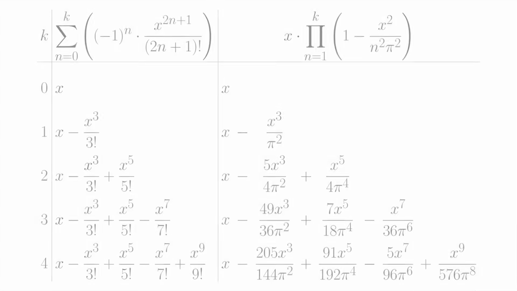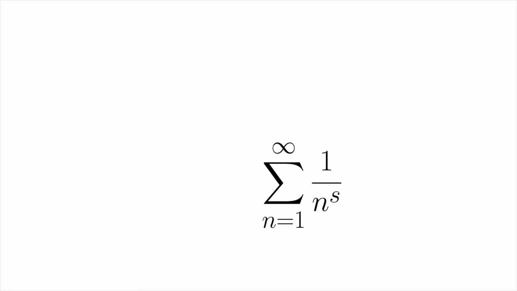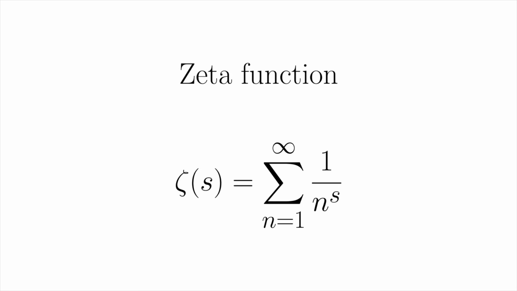Euler realized that it was worth studying all of these series together. That is, all the series that looked like the sum as n goes from 1 to infinity of 1 over n to some power. He defined a new function that's now known as the zeta function that's given by zeta of s is equal to the sum as n goes from 1 to infinity of 1 over n to the s.